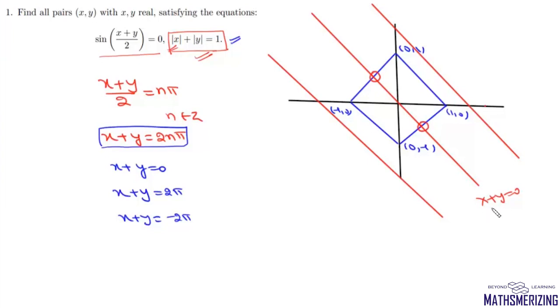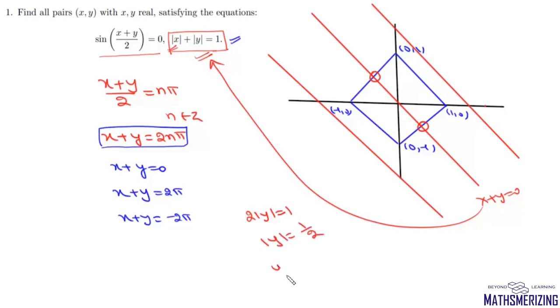Now at these 2 points, we know that x + y is 0. So if we put x as -y, then we can write 2|y| = 1, and then we get |y| as 1/2. So the value of y is plus or minus 1/2. Now x is -y, so if y is ±1/2, x is ∓1/2. So we have two solutions: one is (-1/2, 1/2), and the other is (1/2, -1/2).